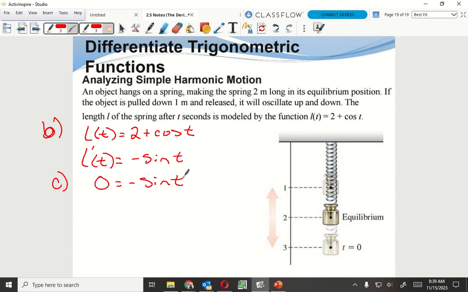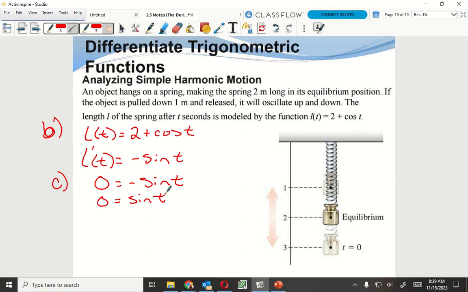All right, divide both sides by negative. That one should be easy. 0 divided by negative 1. Yeah. So I get 0 equals sine t.